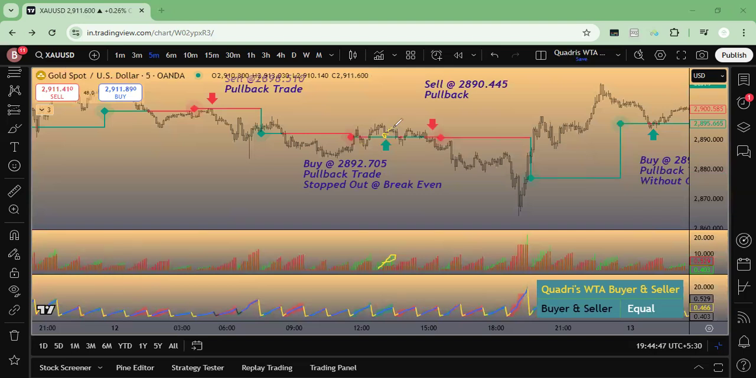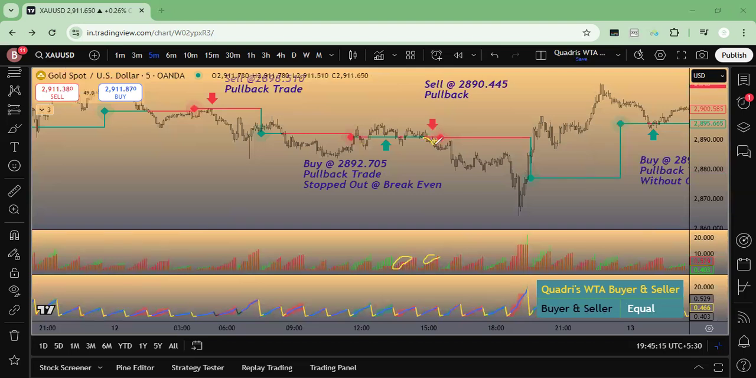As soon as the price started moving upwards, I brought my stop loss to break even and I was stopped out. After that, we got another trade setup at this particular point, which is a pullback. Here, as you can see, it is red. That means selling pressure is greater than demand, because you can see red vertical histograms. So we got a pullback.